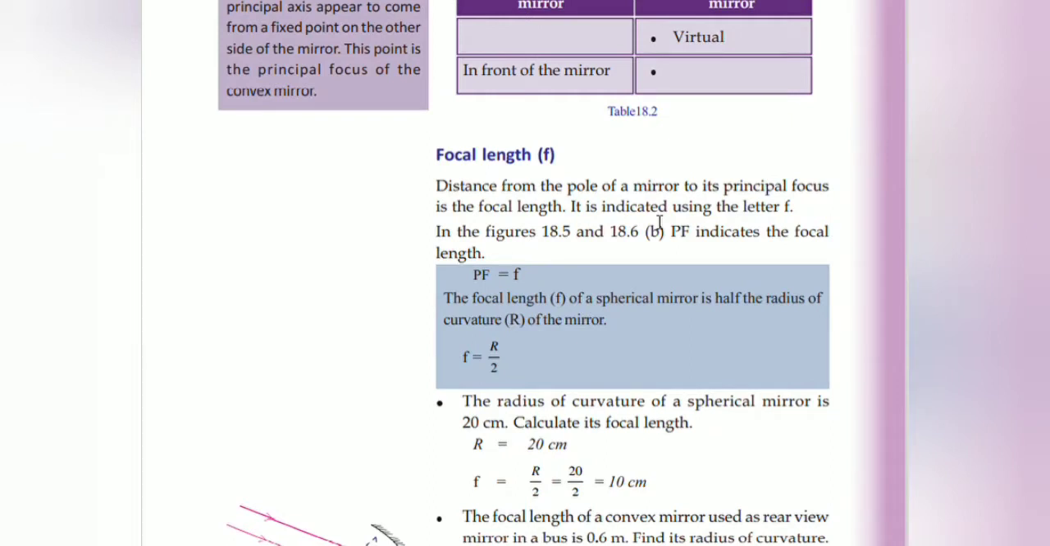അപ്പോൾ focal length എന്ന് പറഞ്ഞാൽ pole to the principal focus. പോളിൽ നിന്ന് ഫോക്കസിലേക്കുള്ള ദൂരം, അതിനെയാണ് നമ്മൾ ഫോക്കൽ ലെങ്ത് ആയിട്ട് F ആയിട്ട് എടുത്തിരിക്കുന്നത്. ഫോക്കൽ ലെങ്ത് ഓഫ് ദ സ്പെറിക്കൽ മിറർ ഈസ് ഹാഫ് ദ റേഡിയസ് ഓഫ് കർവേച്ചർ. സ്പെറിക്കൽ മിററിന്റെ ഫോക്കൽ ലെങ്ത് എന്ന് പറയുന്നത് എന്താണ്? ഹാഫ് ദ റേഡിയസ് ഓഫ് കർവേച്ചർ.